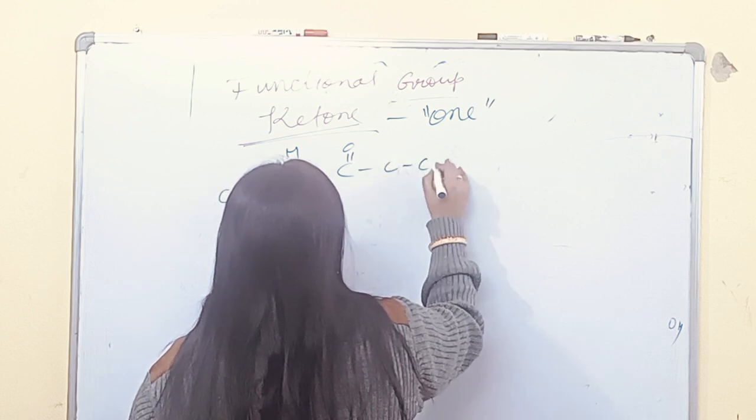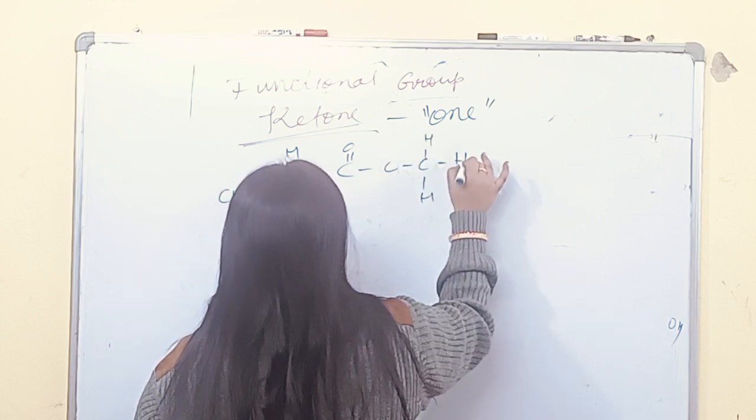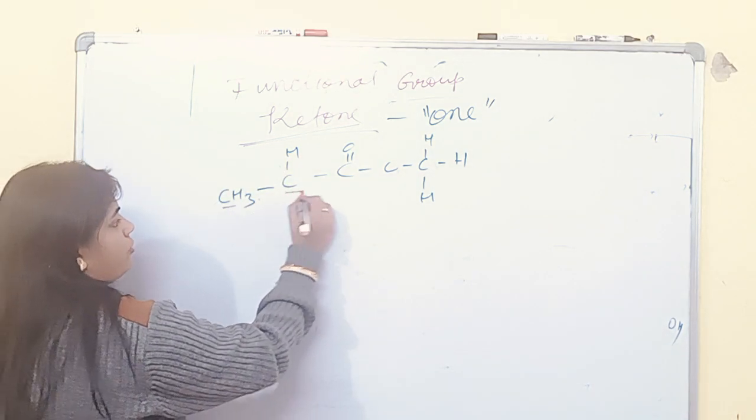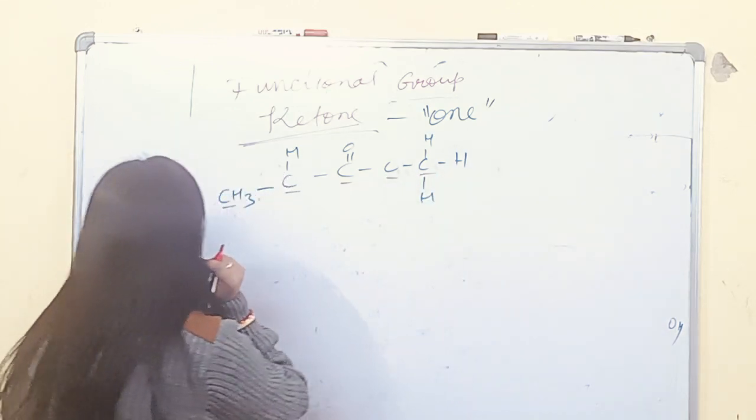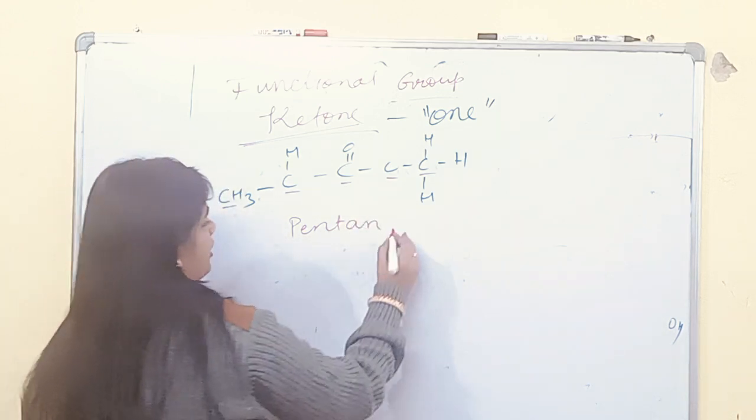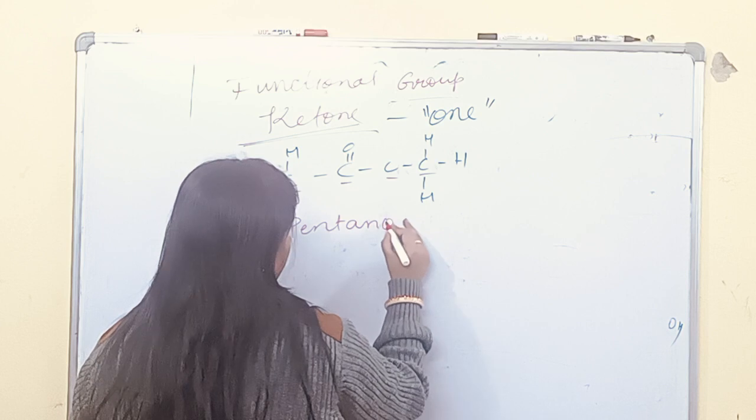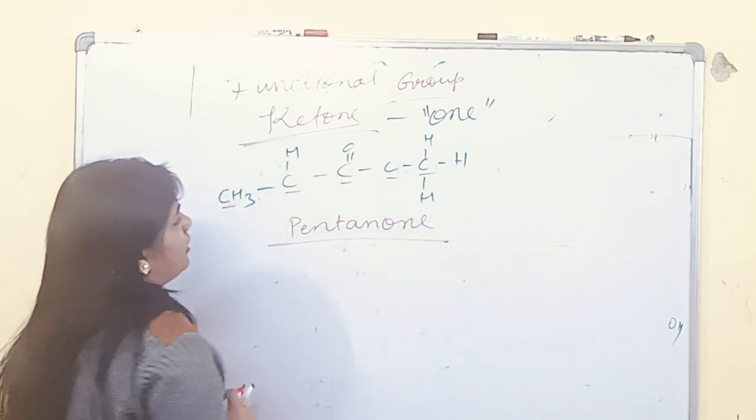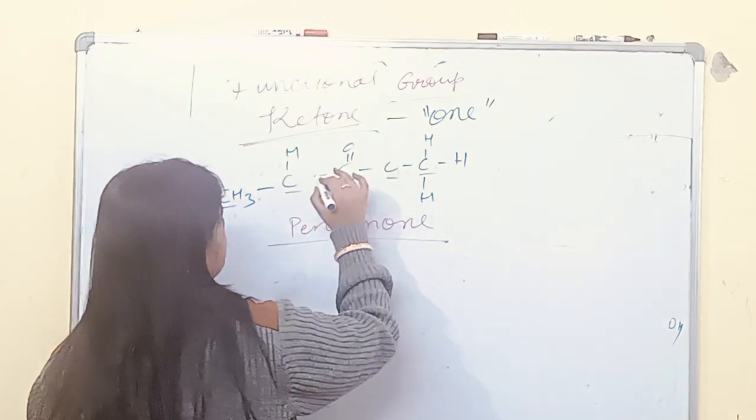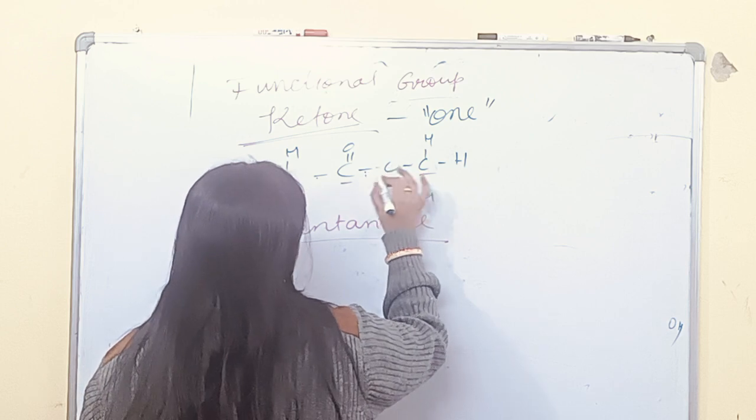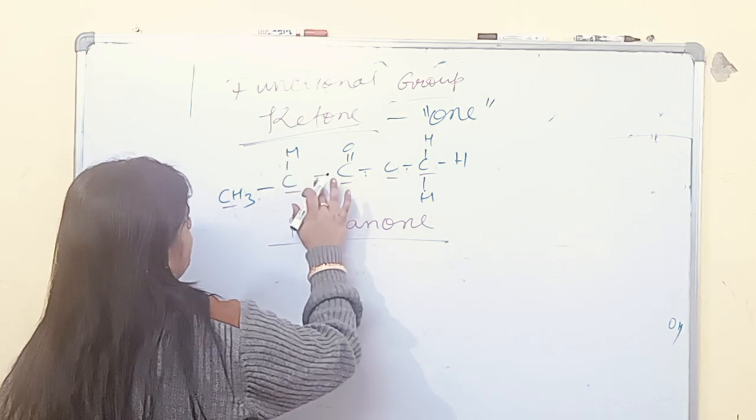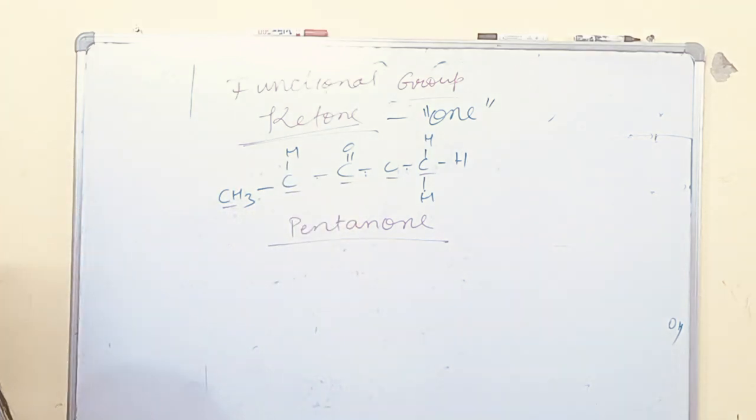So what is the naming for this? How many carbons are there? 1, 2, 3, 4, 5. 5 carbons are there. So pentane, we remove E. Pentanone. Just check that the carbon is sharing 4 bonds. Here 1, 2, 3, 4. Okay. 1, 2, 3, 4. So this is pentanone.